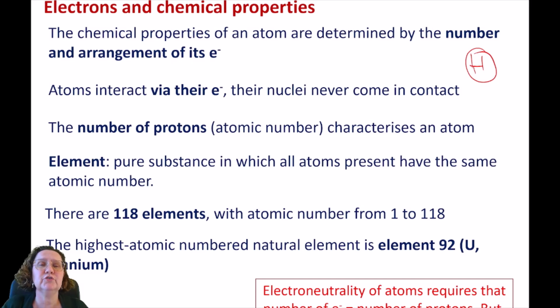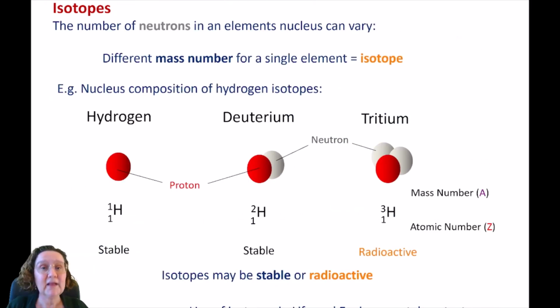But what about neutrons? Because neutrons do not have charge. They have mass, but not charge. So does the number of neutrons vary? And the answer is yes. The number of neutrons in a particular element can vary, and sometimes very widely.